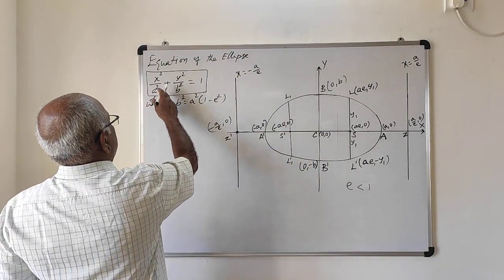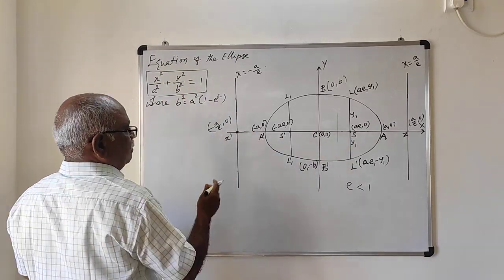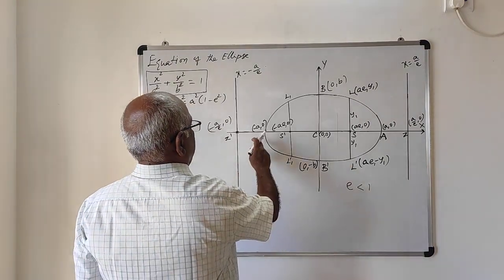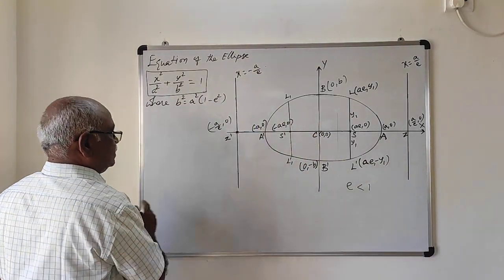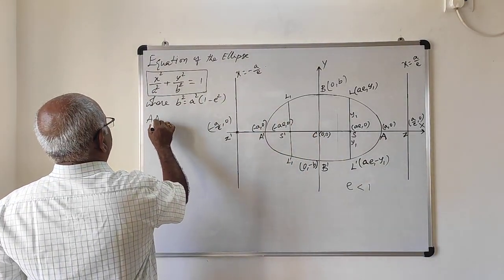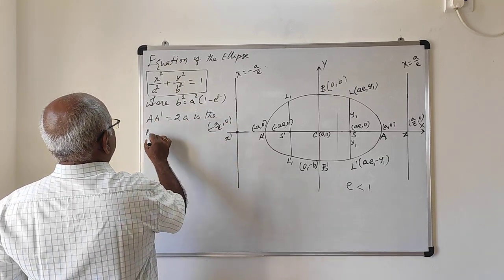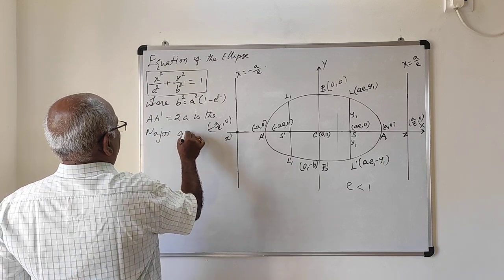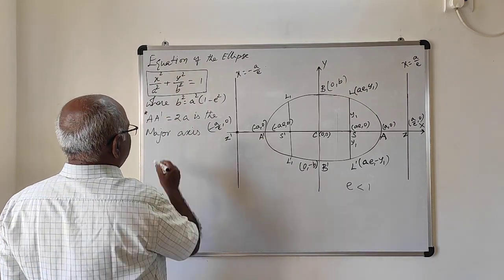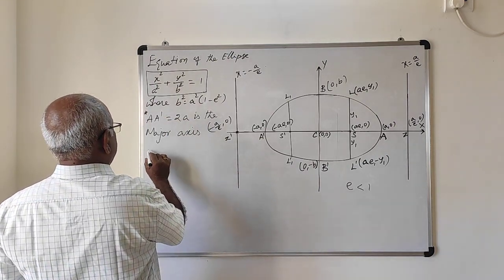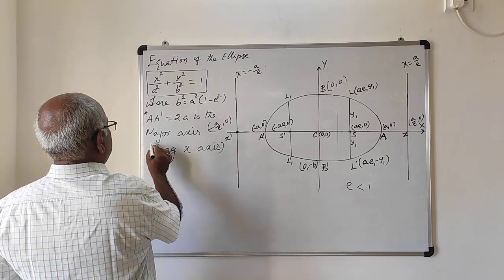Standard equation is x square by a square plus y square by b square equal to 1. A A dash is the major axis of the ellipse, along the x-axis. A A dash equal to 2a is the major axis of the ellipse. This is point 1. Major axis is along the x-axis. This is the standard equation.